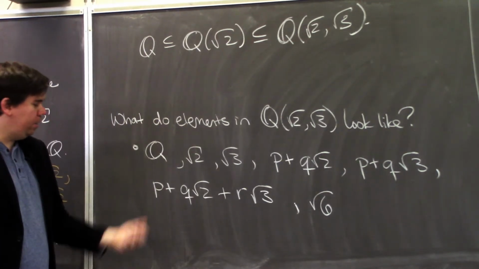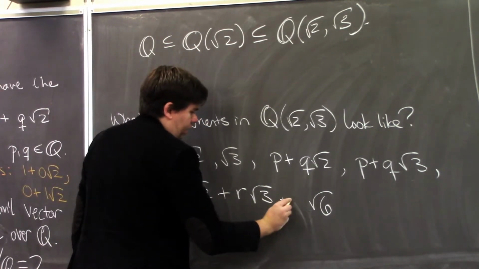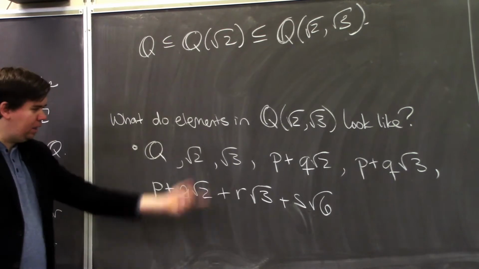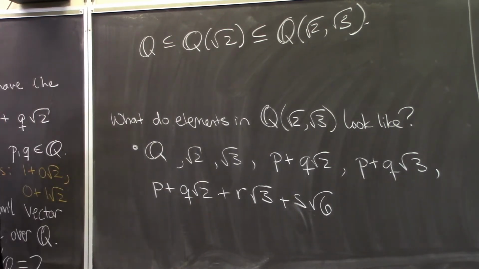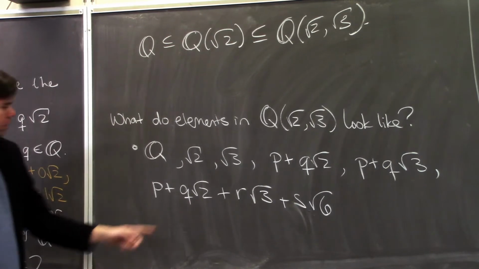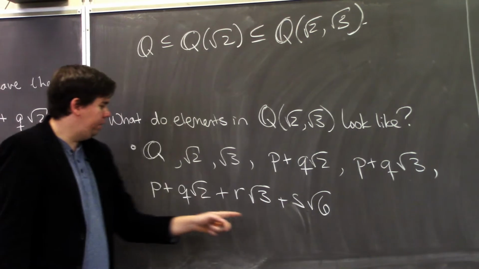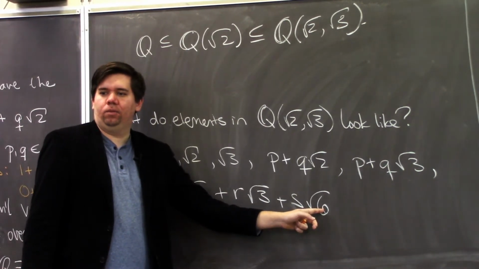And so here's one possibility. Maybe that's it. Maybe things in this field just are things of this form. I mean, is there anything else in there that's fundamentally different? It's like, you did square root of 2 times square root of 3. That gave you square root of 6. What if you do square root of 2 times the square root of 6? Would that give you something else?